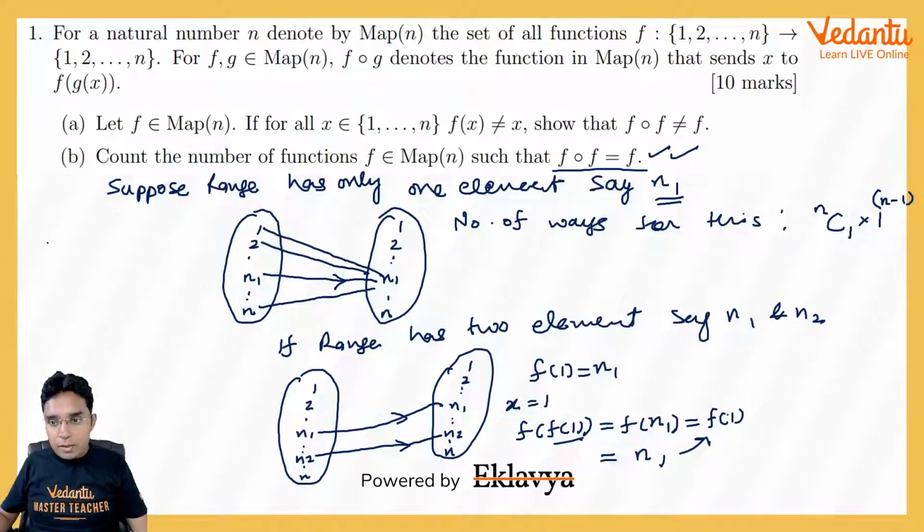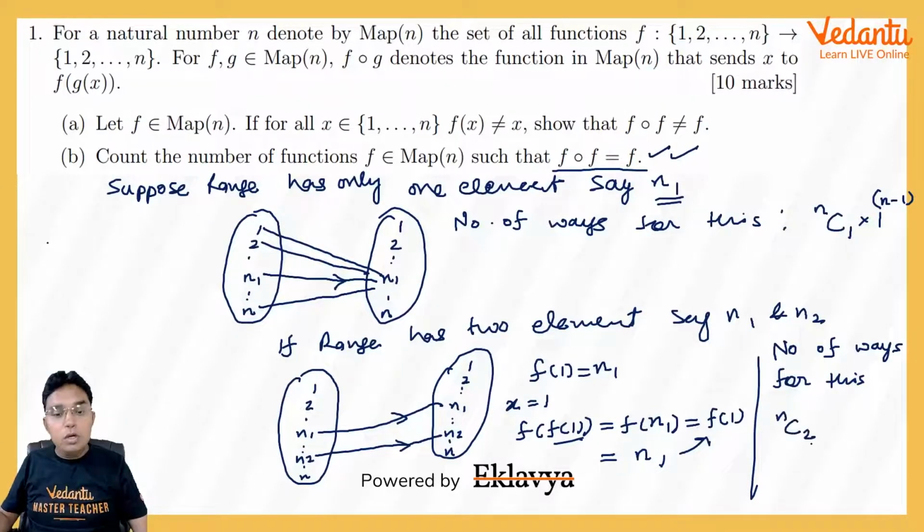So what I am trying to say here is that the number of ways for this scenario would be NC2. NC2 is for which two elements you are going to choose to keep in the range, and then we have two choices for all the remaining elements, which are n minus 2. So this will be the number of ways if I keep exactly two elements in the range.